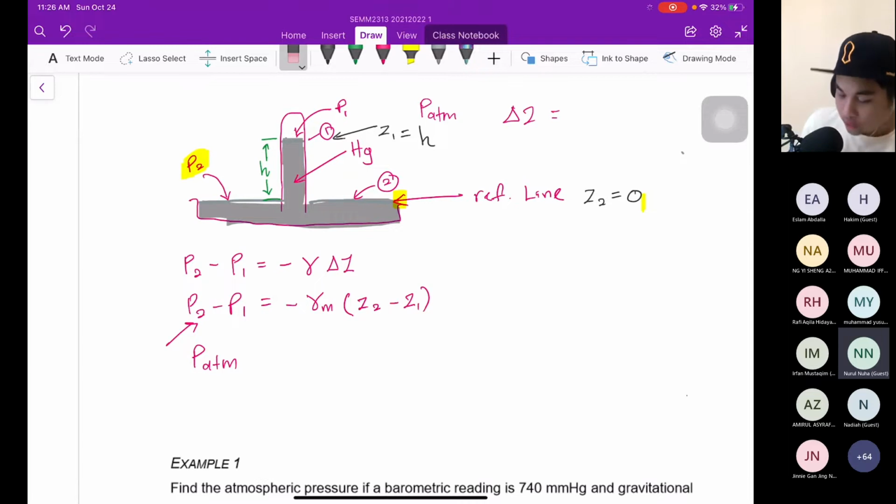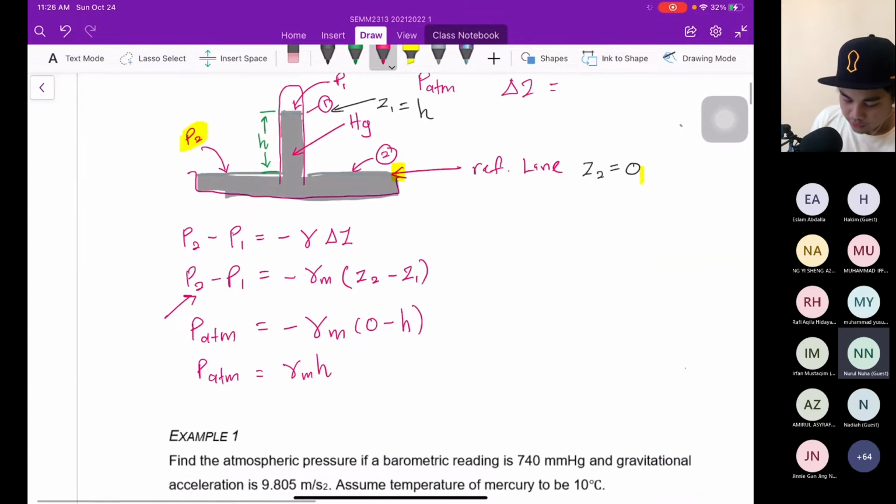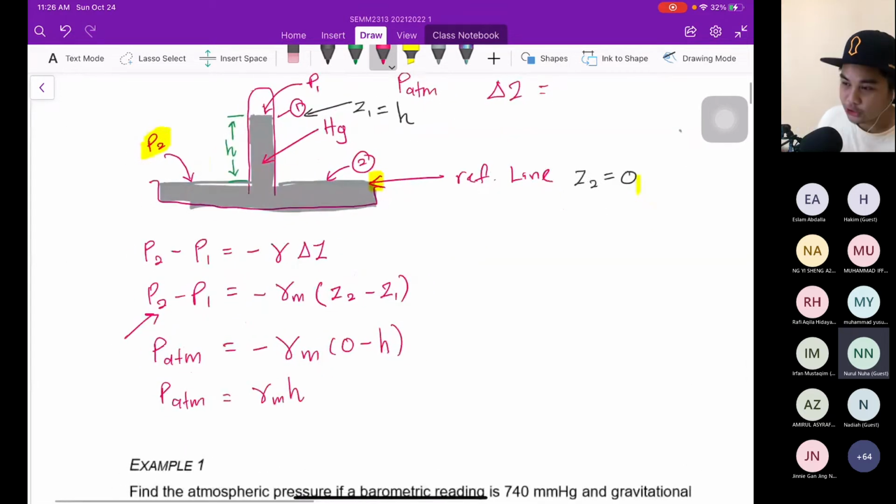P1 is equal to 0. Minus 0 equal to negative gamma m, Z2 is equal to 0, minus Z1, which is H. Alright, so from here, PATM equals negative, cancel positive, gamma m H. So that is the reason the barometer is used to measure the atmospheric pressure.